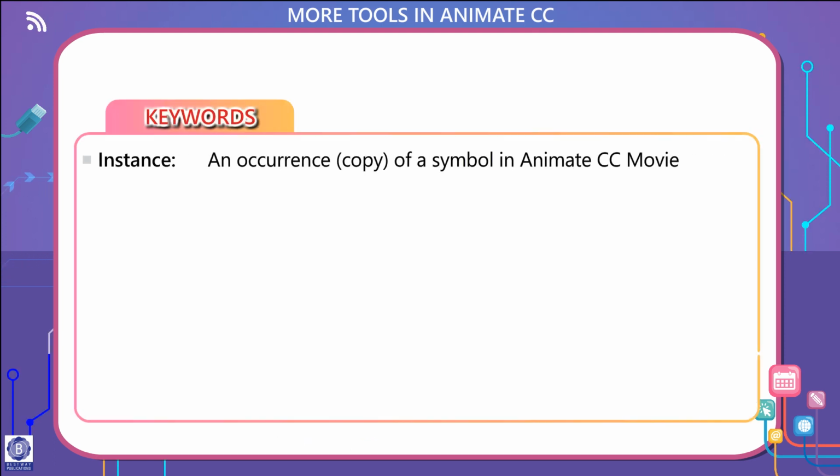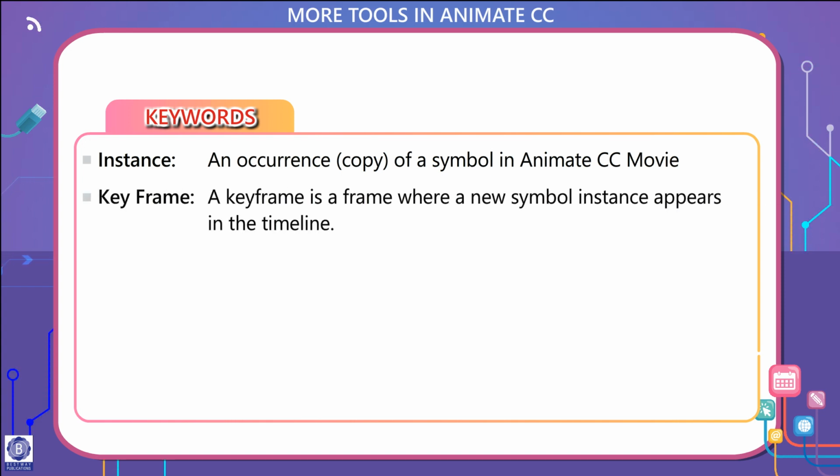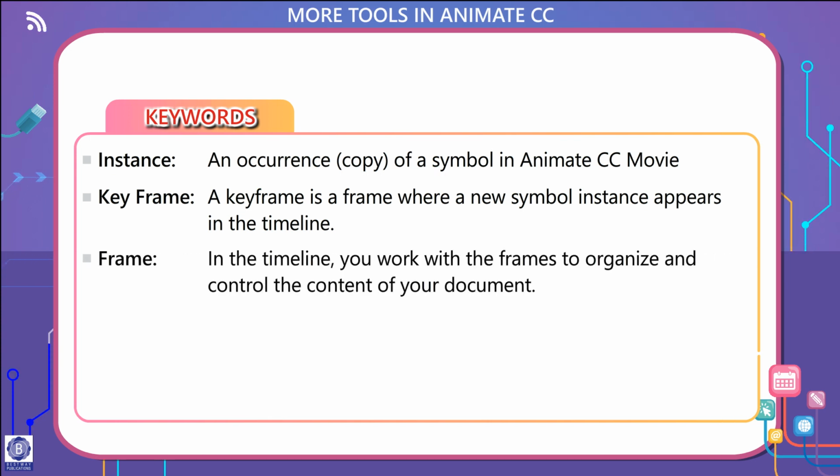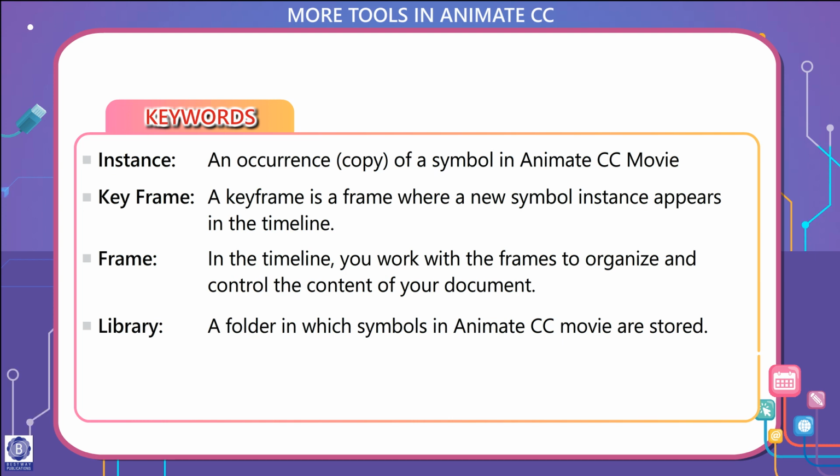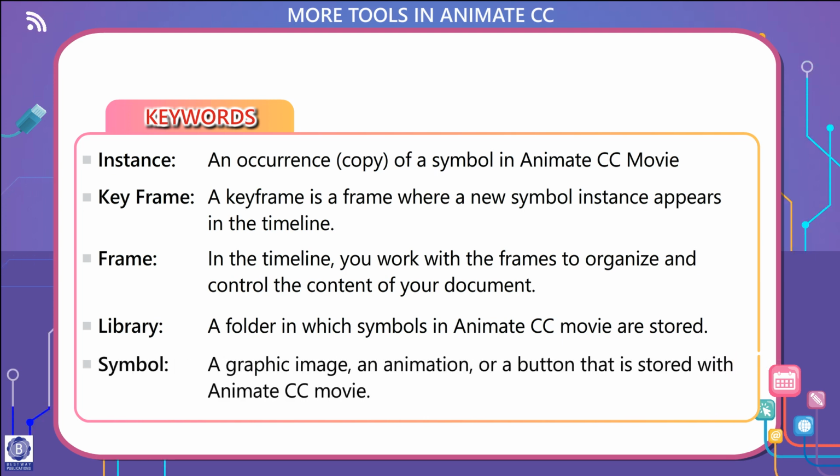Keywords. Instance. An occurrence or copy of a symbol in an Animate CC movie. Keyframe. A keyframe is a frame where a new symbol instance appears in the timeline. Frame. In the timeline, you work with the frames to organize and control the content of your document. Library. A folder in which symbols in an Animate CC movie are stored. Symbol. A graphic image, an animation or a button that is stored with an Animate CC movie.